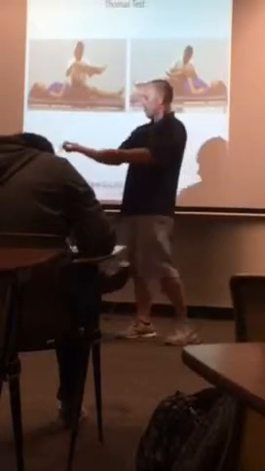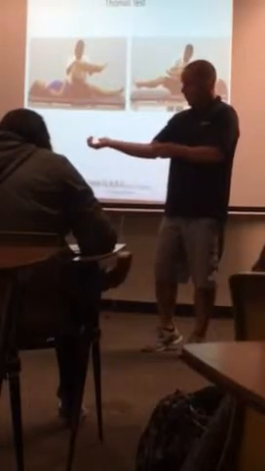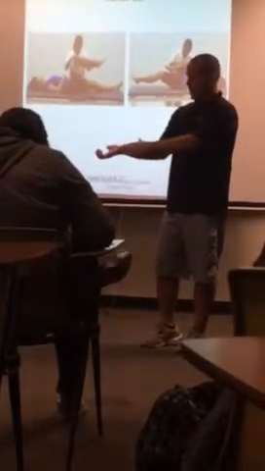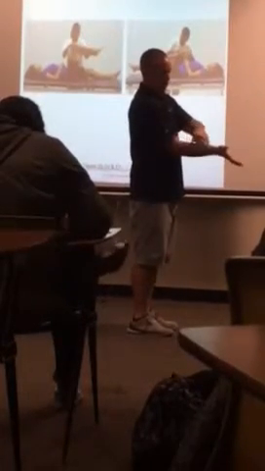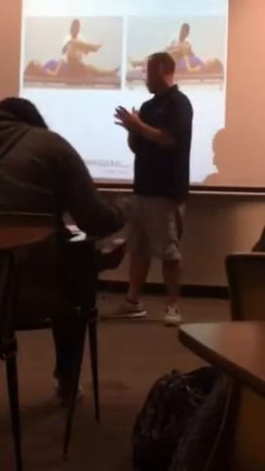Biceps, triceps, wrist flexor muscle group. Wrist flexor muscle groups are on the medial forearm. Goes from your medial epicondyle down into the wrist. Wrist extensor muscle group. Lateral epicondyle, lateral wrist, down into the lateral wrist. Lateral forearm into that lateral wrist.